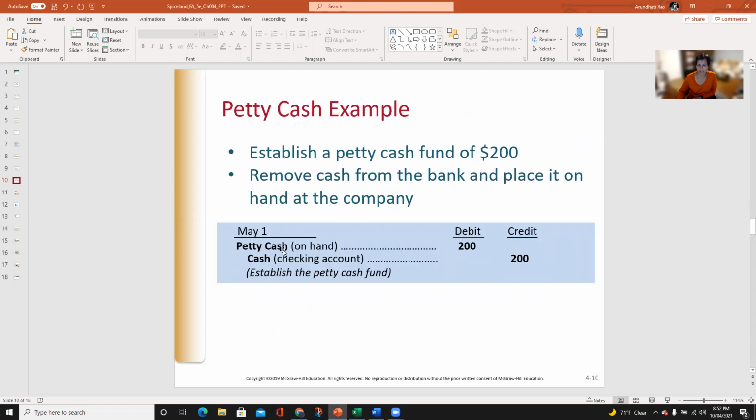So let's take a look at the journal entry that you would have to establish the fund. A company takes $200 out of their cash account and puts it in the petty cash fund. So they're both cash accounts, petty cash and cash. Petty cash is cash, that's currency that you have on hand, and cash is a checking account that you have. So when we talk about cash and cash equivalents, it's all the same, it's still cash. We've just moved it from one form of how we're holding the cash to another.